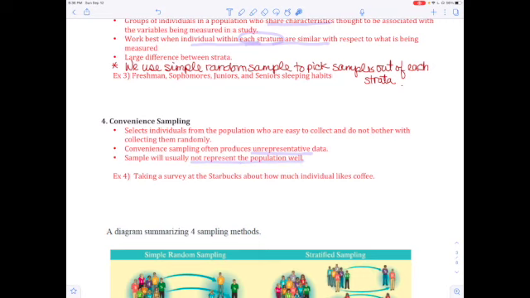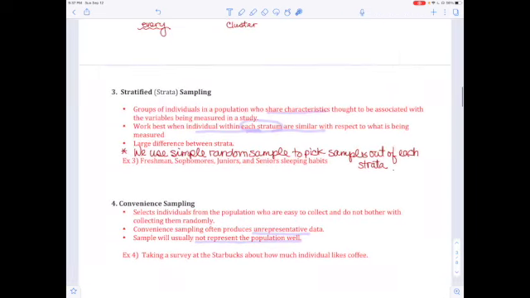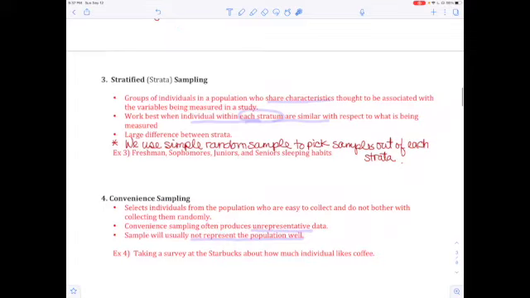Here is one of my favorite examples: taking a survey at Starbucks about how much individuals like coffee. A lot of people going to Starbucks are going to like coffee. So your coffee survey, how much do you like coffee, is not going to represent the whole population of everybody who drinks coffee or does not drink coffee. So those are the 4 samplings that we learned for today that are new.